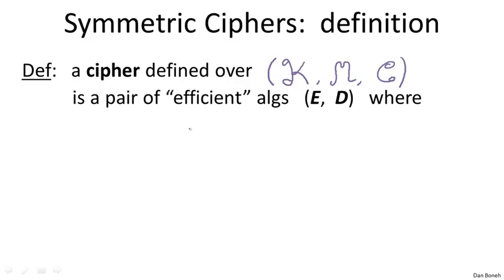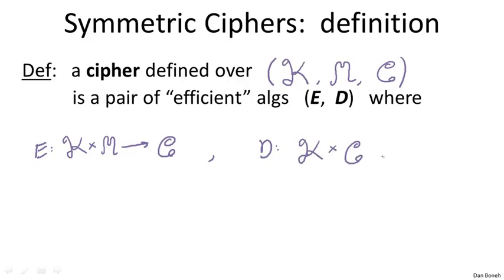And then the cipher itself is a pair of efficient algorithms, E and D. E is the encryption algorithm, D is the decryption algorithm. Of course, E takes keys and messages and outputs ciphertexts, and the decryption algorithm takes keys and ciphertexts and outputs messages. And the only requirement is that these algorithms are consistent. They satisfy what's called the correctness property.